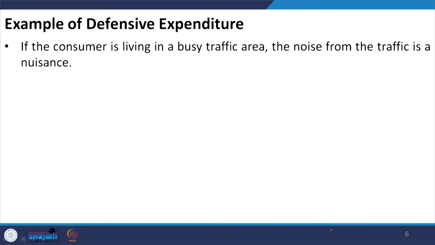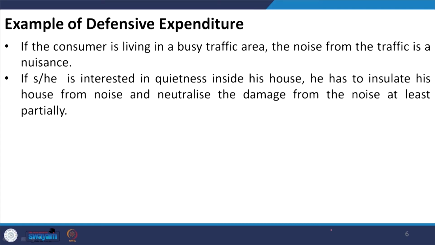So, another example we can take into account. Here we are talking about the traffic area. Let us suppose the consumer is residing in a busy traffic area, and obviously he or she will be interested to avoid this noise from the traffic, because it is a nuisance for his family and kids. So, what would this family be interested in? The family members would be more interested in the quietness inside the house, because they cannot do anything about the traffic. It is an external factor which cannot actually be controlled by these particular households.